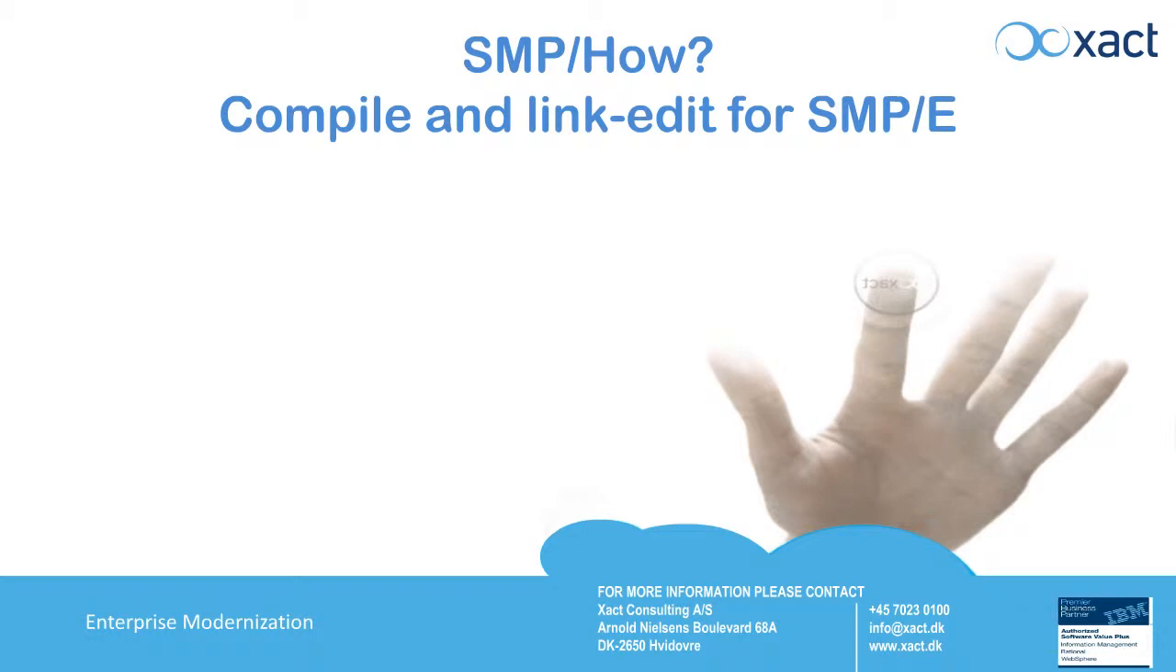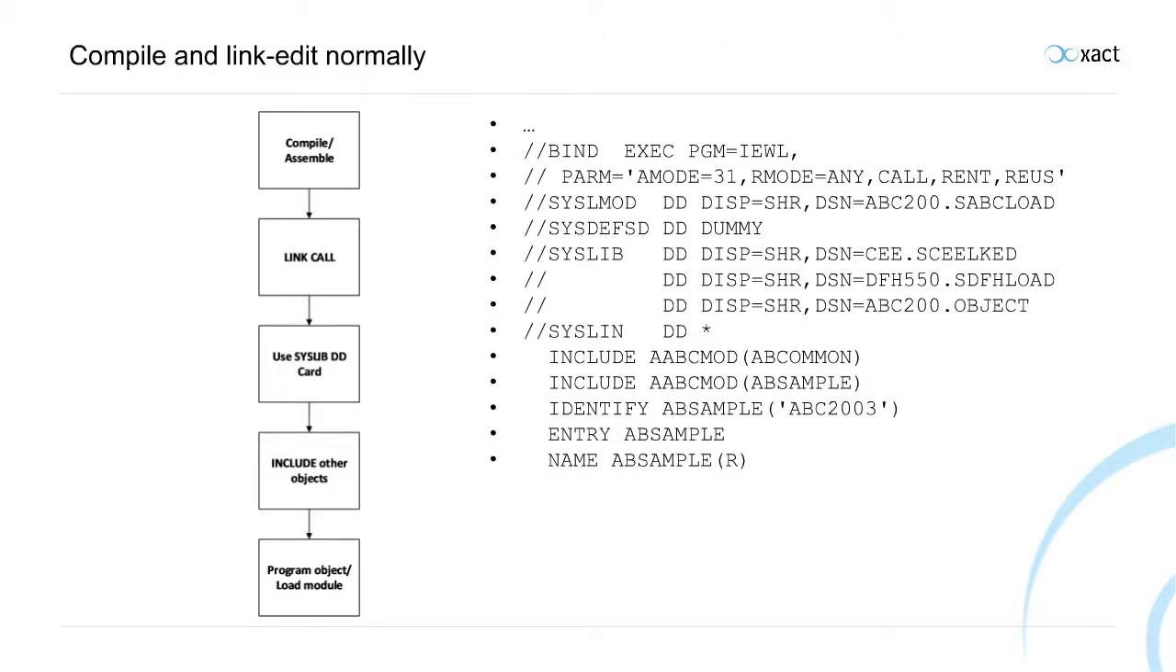We are now turning to the last main topic of the presentation. How do you package a product with SMPE? The first issue is to have parallel link editing processes for the system where you develop your product, and for SMPE. This is a normal compile and link edit process. On the right we have the link edit step. We link with the call parameter, and we use a SYSLIB DD card to define all the libraries on our system, like the language environment and the CICS load library. And we add any other objects to include in the load module.